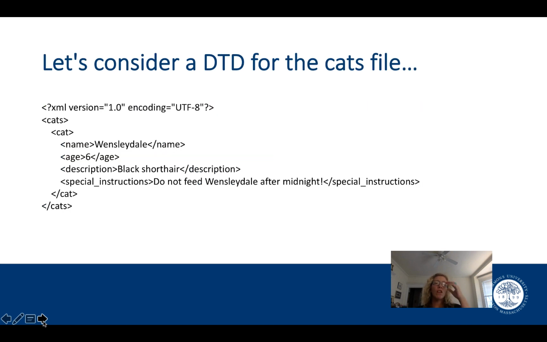So let's consider a DTD for the cats file. This would be an XML file with Wensleydale, who's 6 years old, black short hair, and special instructions: do not feed Wensleydale after midnight.